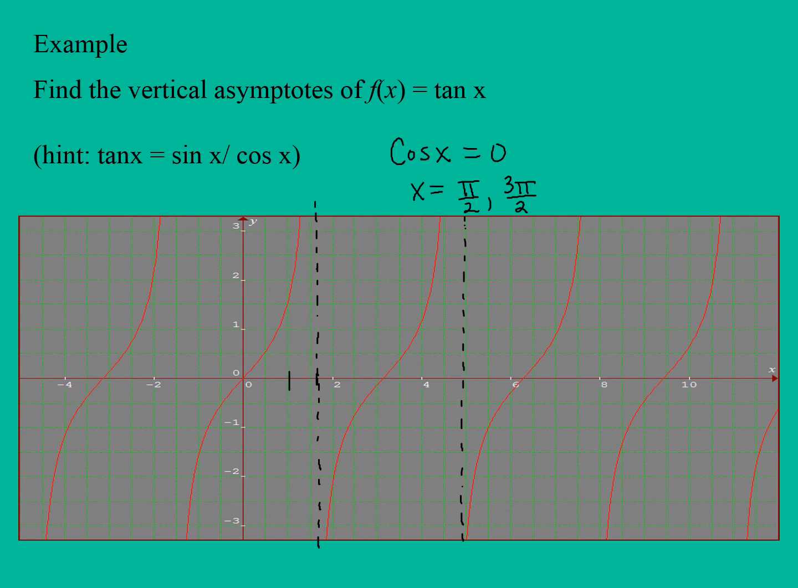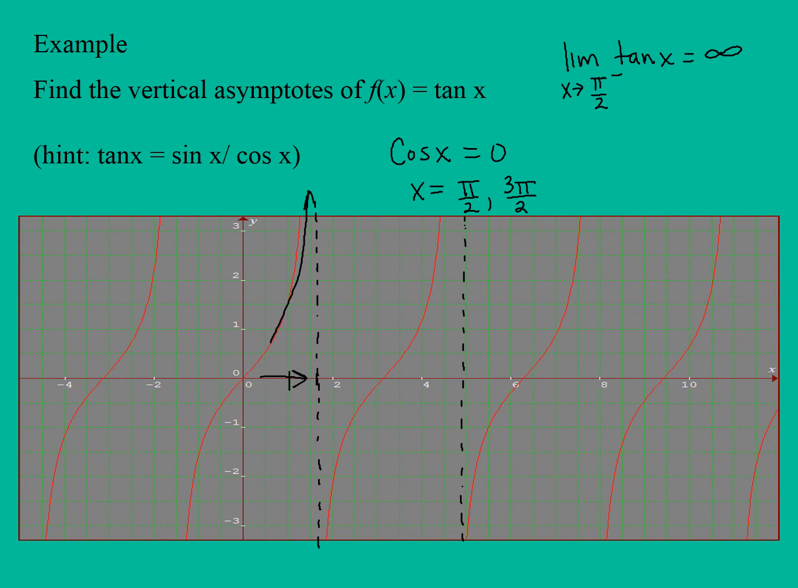So it says find the vertical asymptotes of f of x equals tangent of x. We know that if we look at the limit of the tangent of x as x approaches pi over 2, we could either choose the right or the left. Let's choose from the left. As values of x approach pi over 2 from the left, we see that the graph is heading off to positive infinity. So there we've just shown there's a vertical asymptote at pi over 2. We could do the exact same thing for 3 pi over 2.